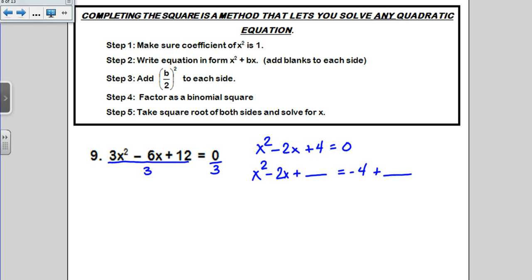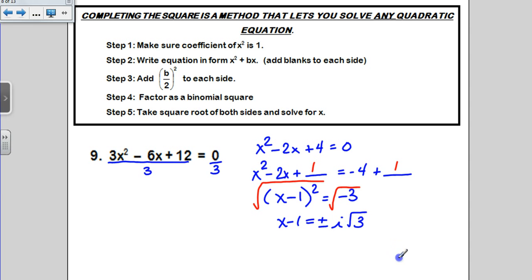Half of negative 2 is negative 1, and if I square that, I get a positive 1. So on the left-hand side, when I factor that, I get, careful, x minus 1 squared. Then on the right-hand side, you get a negative 3. So we're going to square root both sides. And we get x minus 1 equals plus or minus. I can't break down the square root of 3, but I can pull out the i because it was a square root of a negative. So plus and minus i square root of 3. And then your final answer, when you add the 1 to the other side, is 1 plus or minus i square root of 3.